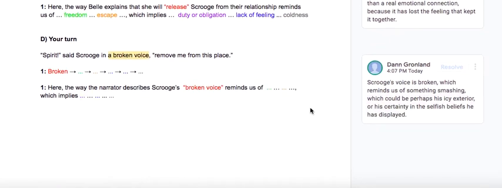And then D, most difficult of all, you're looking at this last quote where Scrooge has seen Belle with her husband and he's deeply distressed. And you're focusing on the word broken and what it reminds you of first. So I want you to produce the echo chain and then try and use the words you produce in the echo chain to write a sentence of analysis on broken voice.